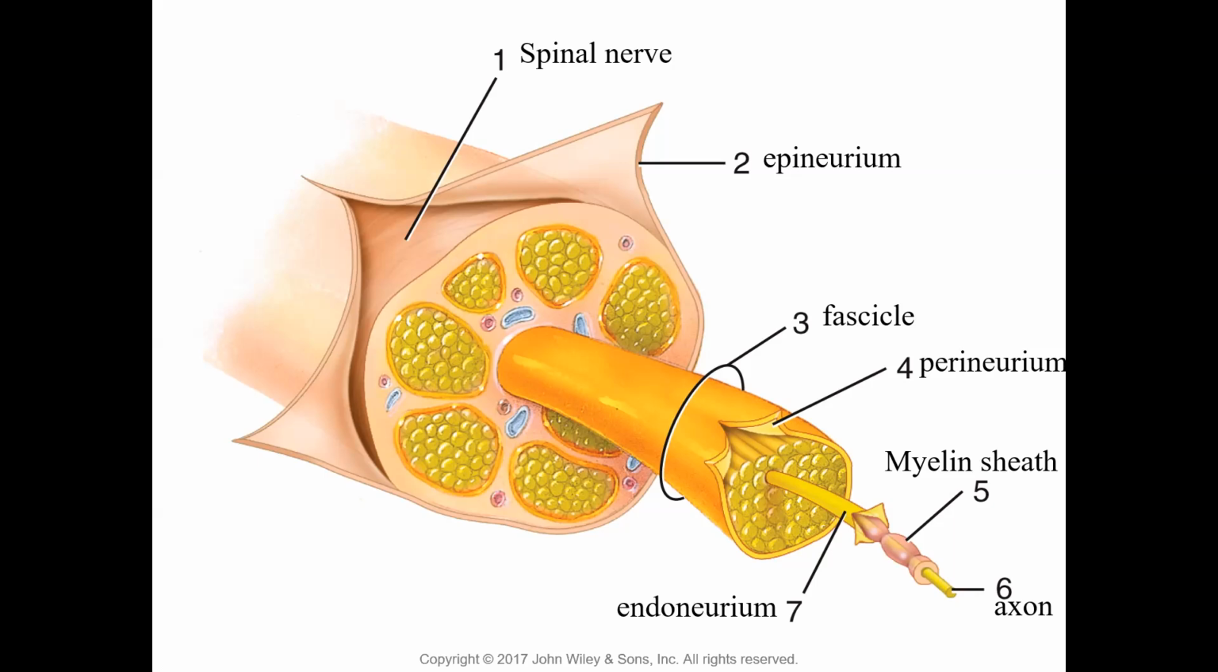Many such axons surrounded by endoneurium are bundled together to form a fascicle, and the fascicle is surrounded by a connective tissue known as the perineurium, and then many fascicles together are bundled together and covered by an epineurium to make up the spinal nerve. All right, so that is the structure of a spinal nerve.